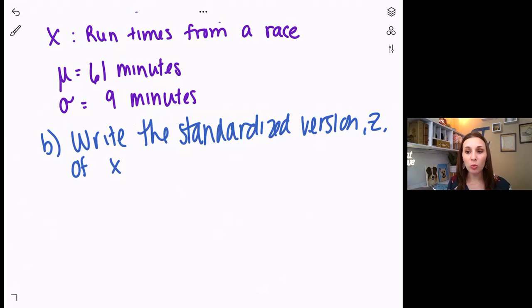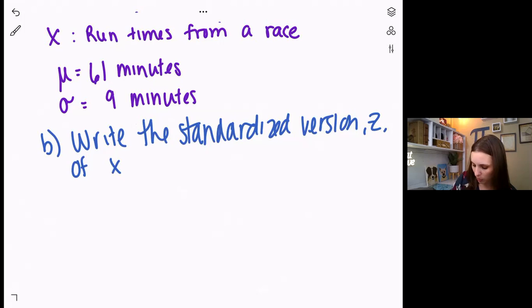But you don't know how to compare them until you put them on a level playing field. When you standardize them with respect to their population means and determine, oh, this student was this many standard deviations above the mean, and this student was this many standard deviations above the mean, then you can compare based on a standardized variable.